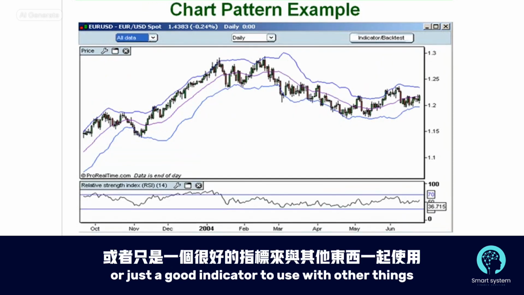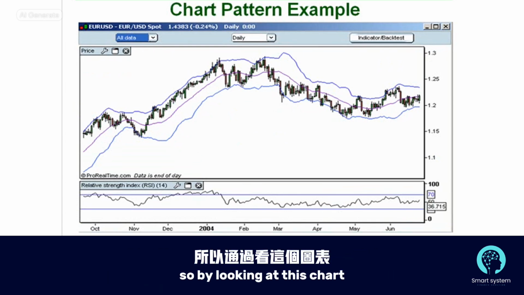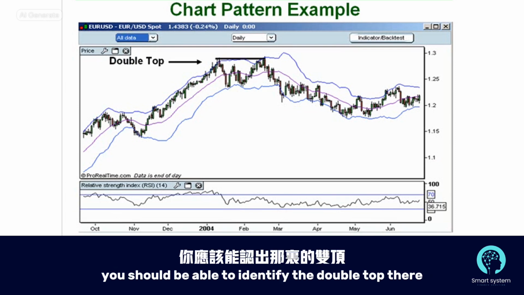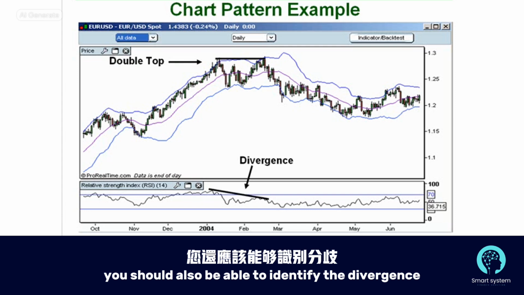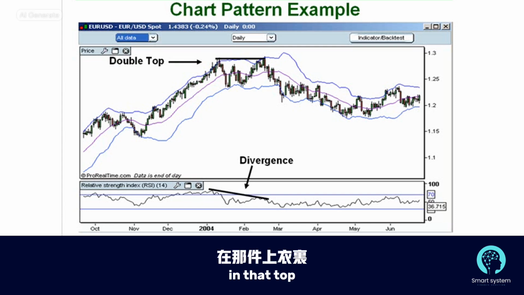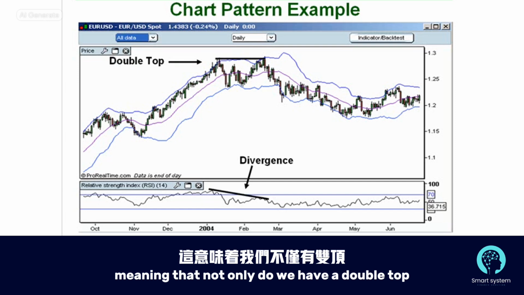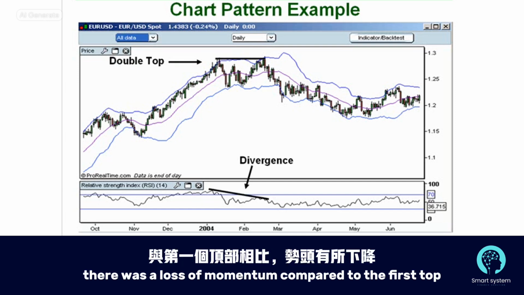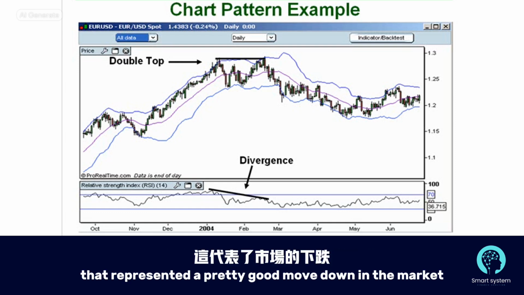Because it's an indicator which is plotted on price, it's a good indicator to use with other things, such as some of the things that we've learned so far. By looking at this chart, and if you've been through some of our other lessons, you should be able to identify the double top there. You should also be able to identify the divergence in that top, which is represented by the relative strength index, meaning that not only do we have a double top, but going up into that second top, there was a loss of momentum compared to the first top. You can also see the touch of the Bollinger Band there. That represented a pretty good move down in the market.